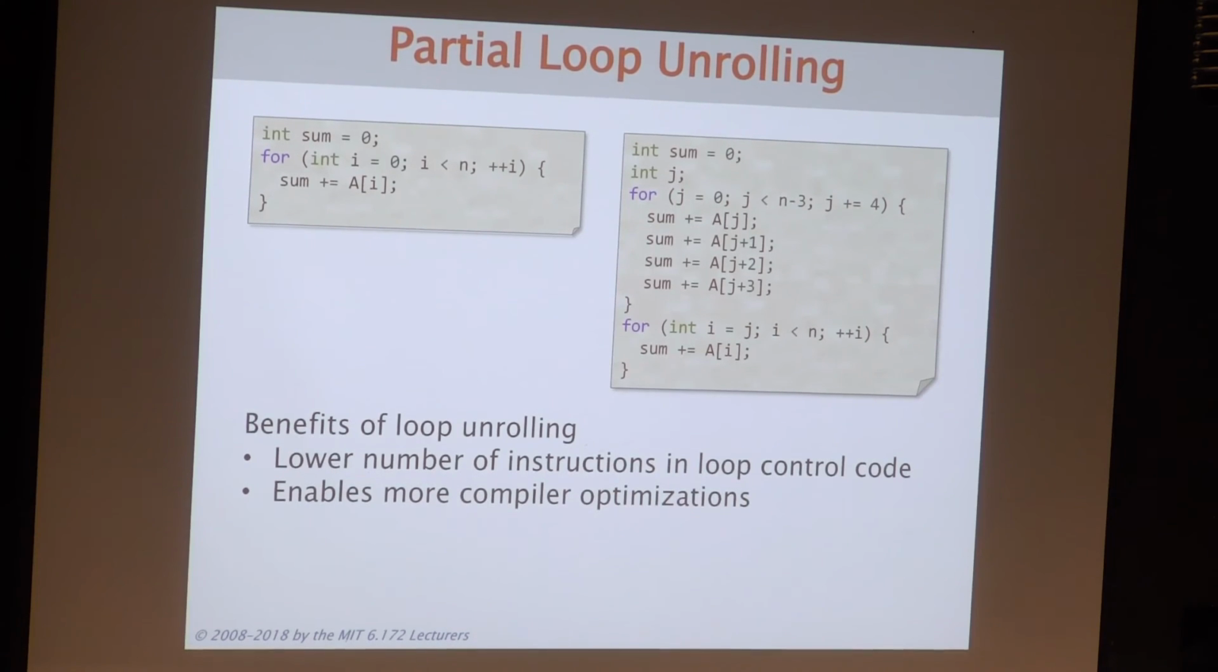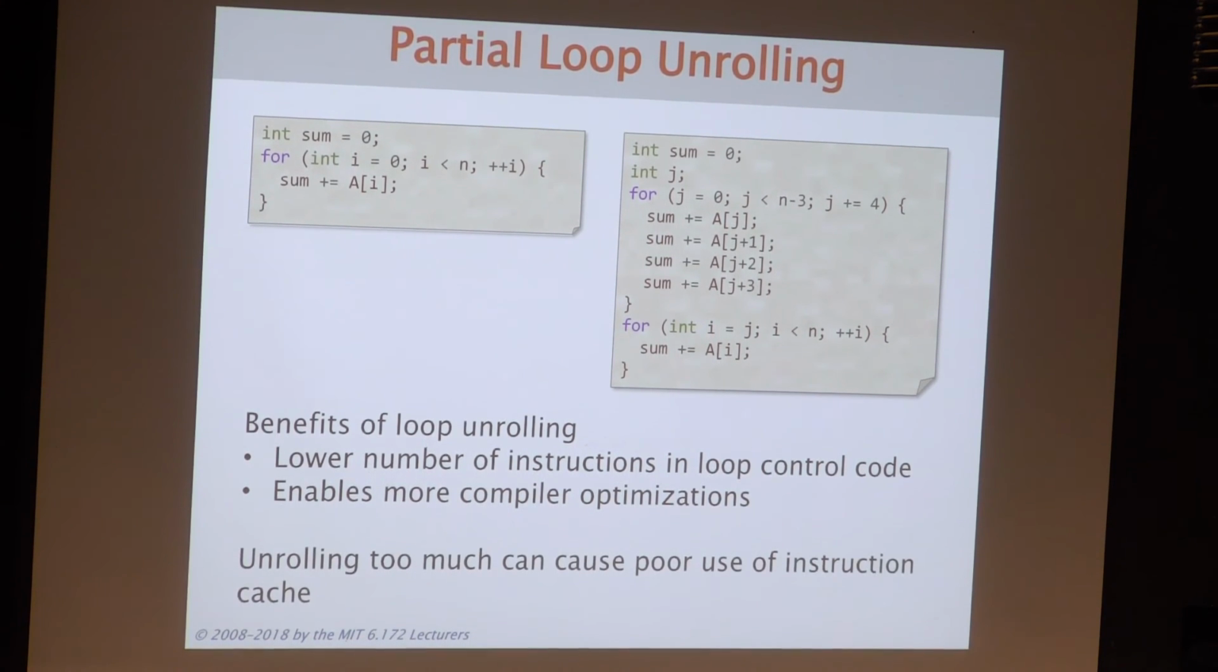OK, so I just said this. The benefits of loop unrolling: lower number of instructions in loop control code, and it also enables more compiler optimizations. And the second benefit here is usually the much more important benefit. And we'll talk more about compiler optimizations in a couple lectures. OK. Any questions?